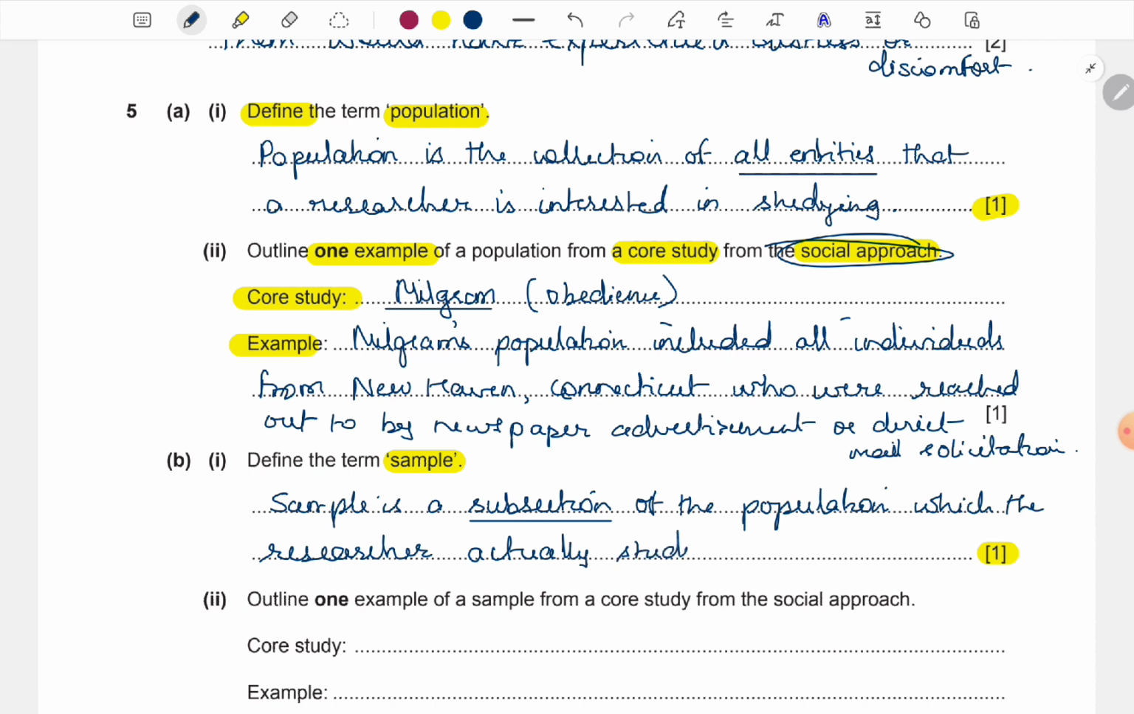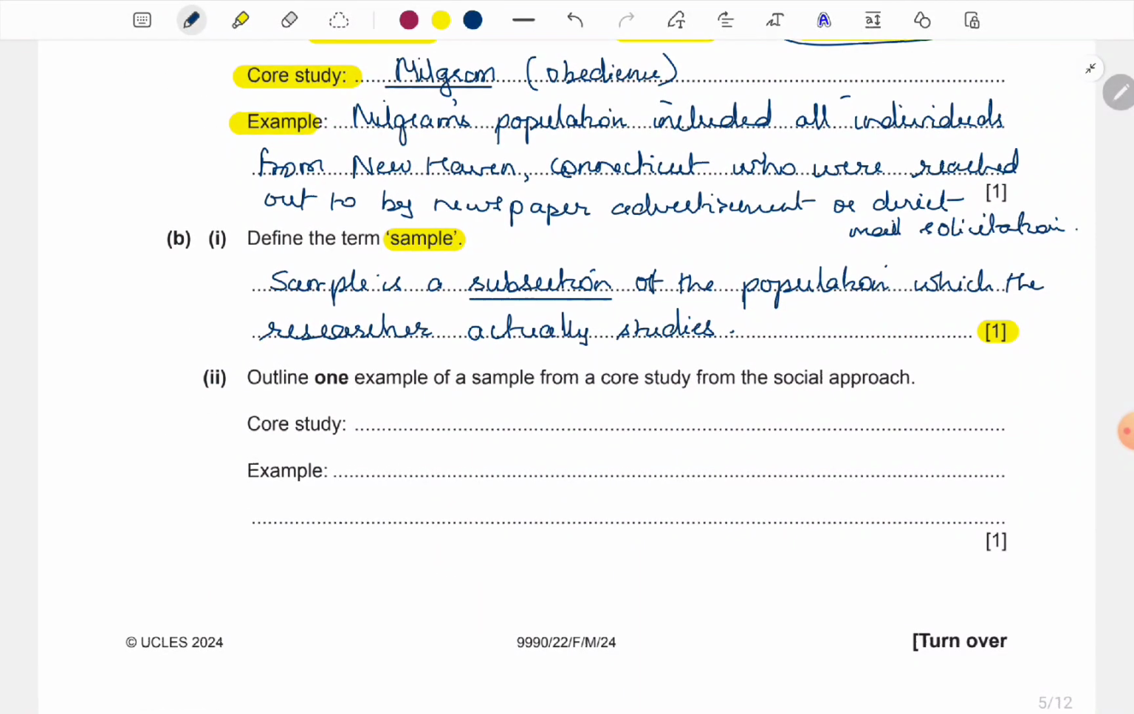Now they've asked the next question similar to the previous one. Outline one example of a sample from course study from social approach. Again, respect the fact that they've asked from social approach. If you give from any other approach because you don't remember from the social approach, you're definitely losing marks, you're not getting any credit at all. It might as well be better to skip this question in that case. In the A levels exams, don't assume you just have to fill the pages or write something to get marks. Writing something irrelevant does not get you marks. Just keep that in mind.